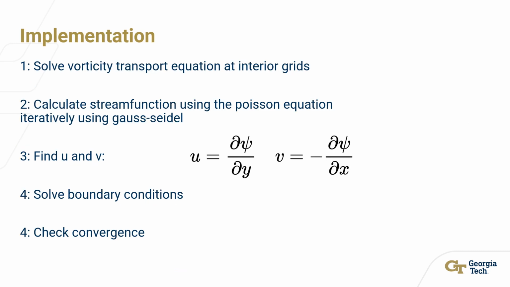The implementation goes as follows. First, you solve the vorticity transport equation at interior grids. Then you calculate the stream function using the Poisson equation iteratively using Gauss-Seidel. Then you find u and v using the equations you see on the right here. Next, you solve the boundary conditions and then check for convergence.